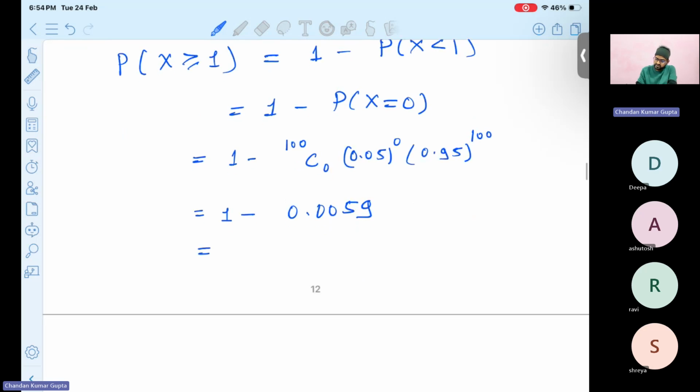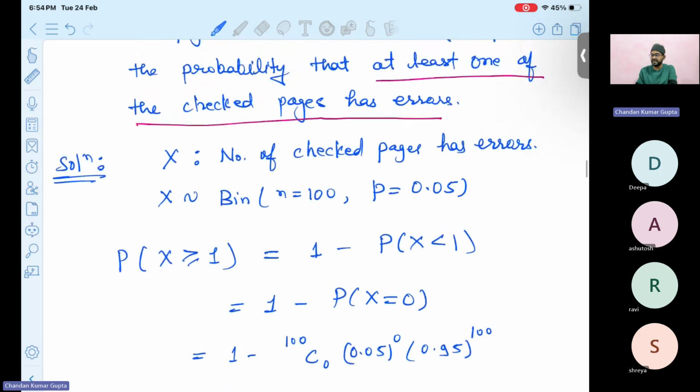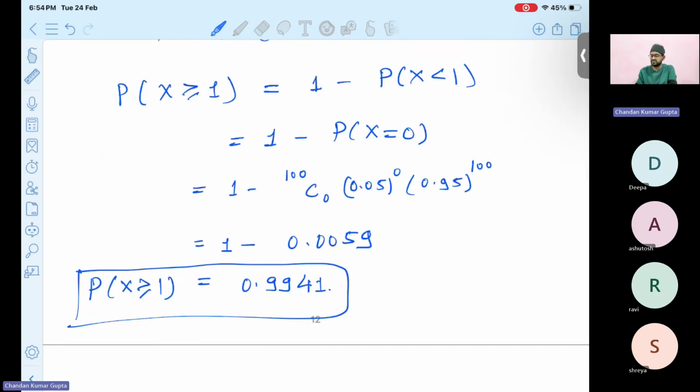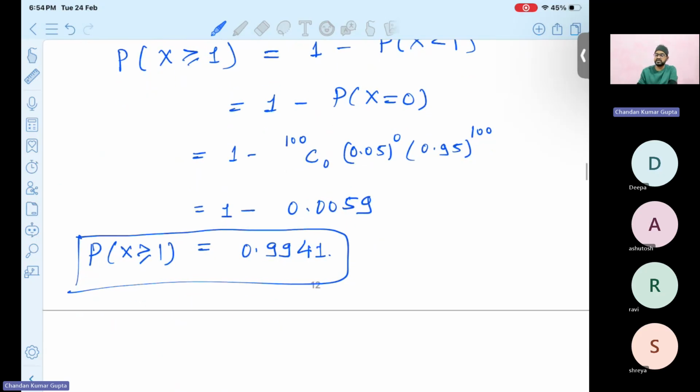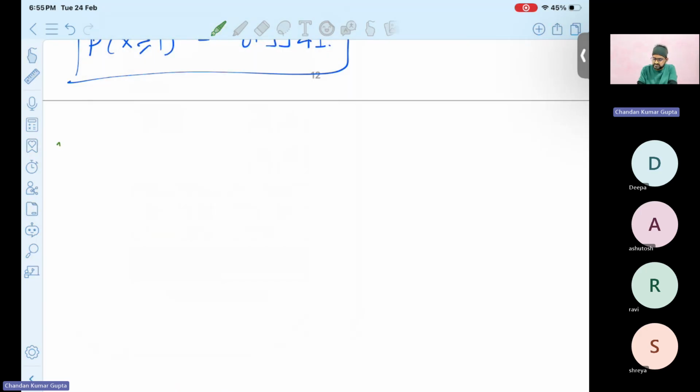So yes, it comes out to be 0.9941. This is the probability that X is greater than or equal to 1. So there is a 99.4% probability that at least one of the checked pages has error, approximately a 100% chance. There is very little chance that it contains no error. So it's a simple question actually. Does anyone have any doubt, please ask.